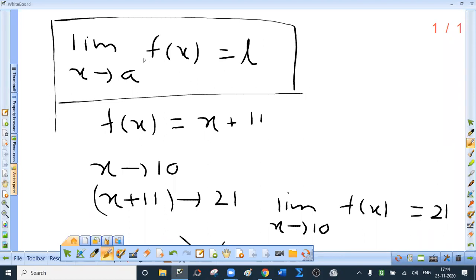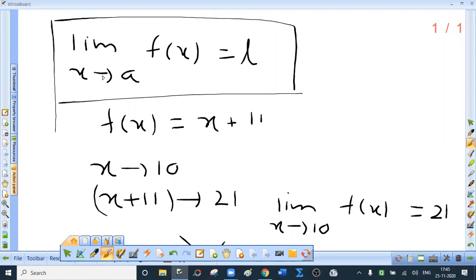This means that as x assumes values which are nearer and nearer to a, f of x assumes values which are nearer and nearer to a real number, say L. Then L is called the limiting value of the function f of x as x tends to a. Symbolically, we write this as lim, but we have to read this as the limit of f of x as x tends to a is nothing but L.